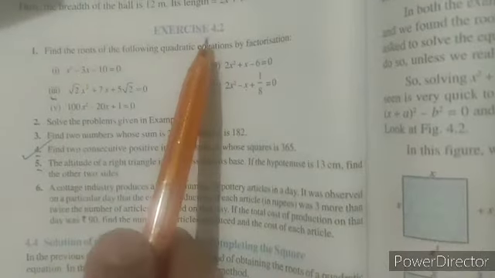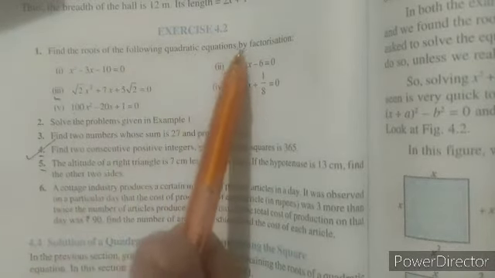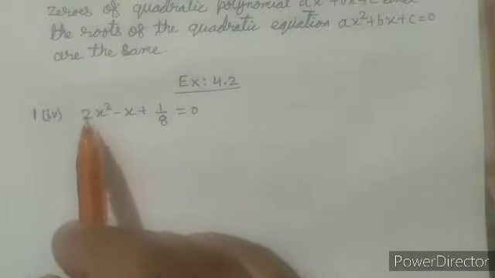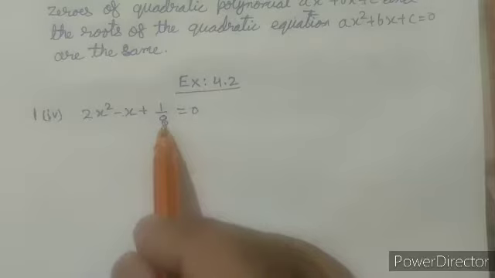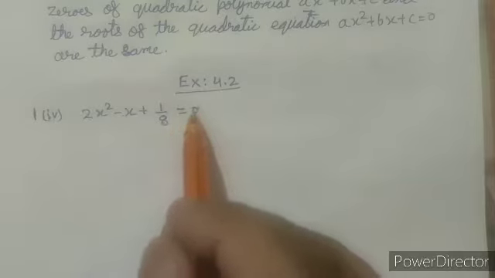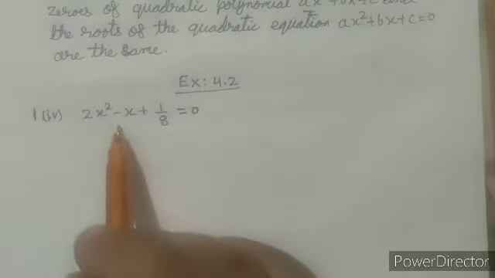Now come to exercise 4.2. In exercise 4.2 we have to find the roots of the following quadratic equations by factorization. Now I am doing the fourth and fifth part of question number one. In the fourth part, 2x square minus x plus 1 upon 8 is equal to 0. Now we have to find its roots.